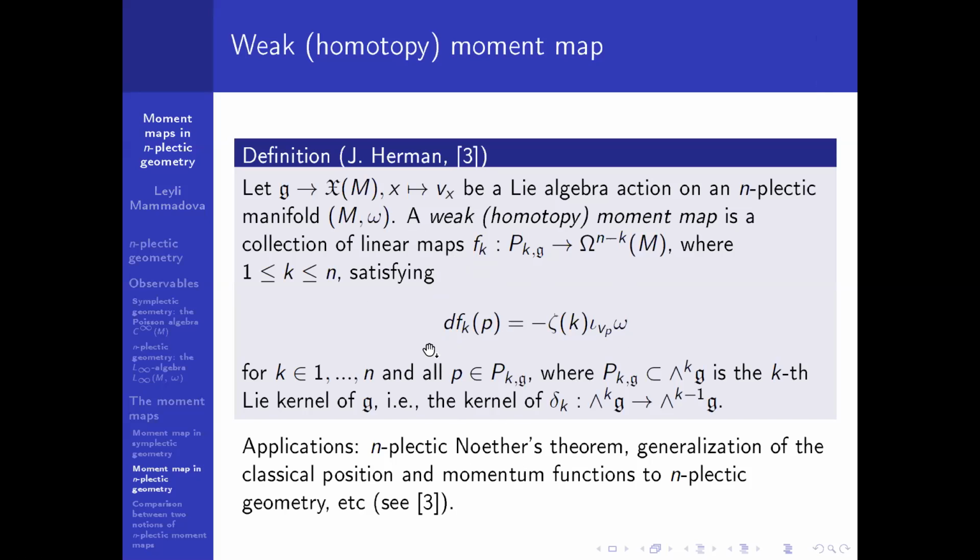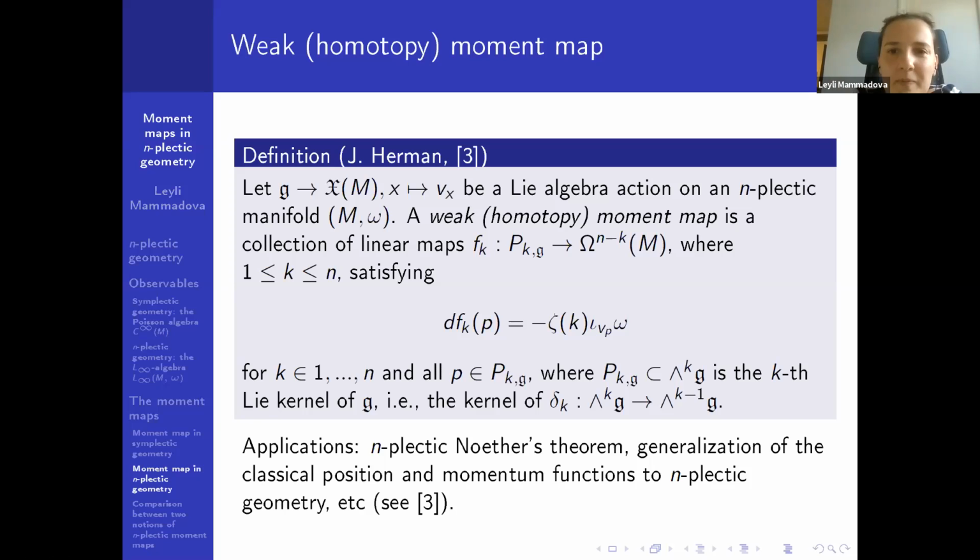Sorry, so can I ask you something? Yes, of course. Which is the simplest example of a weak homotopy moment map which does not come from restricting a homotopy moment map? Thank you.